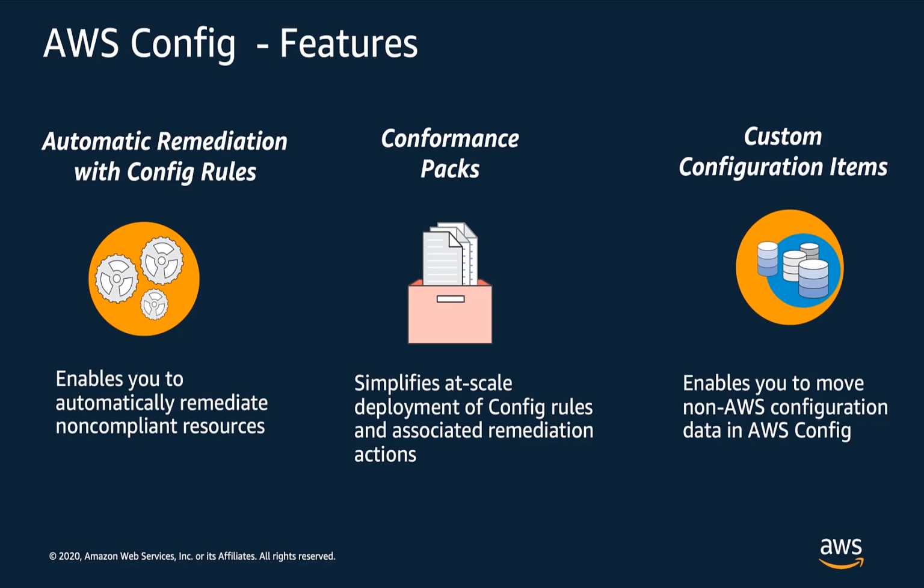Alternately, if you want a ticket to be opened or a notification to be sent, you can choose to do that. Essentially, any action or even a set of actions that you want to take on a non-compliant resource at an individual rule level, you can set that up with remediation. Automatic remediation makes use of the SSM automation document, so you can use the ones that are provided out of the box or create your own as well.